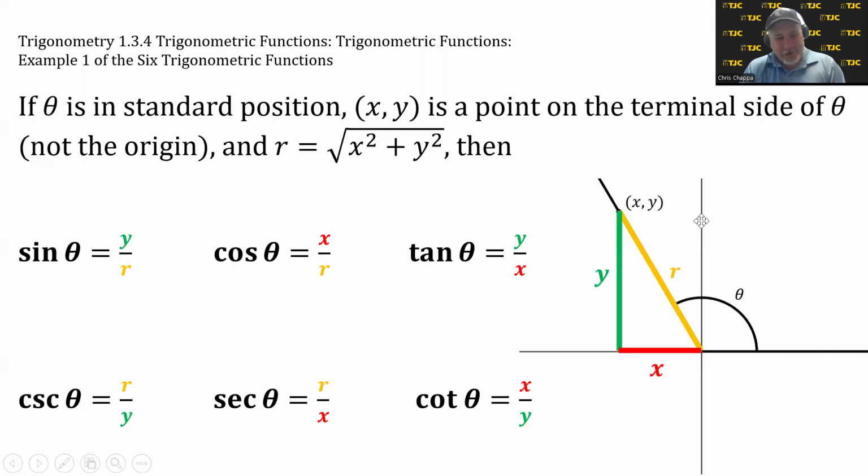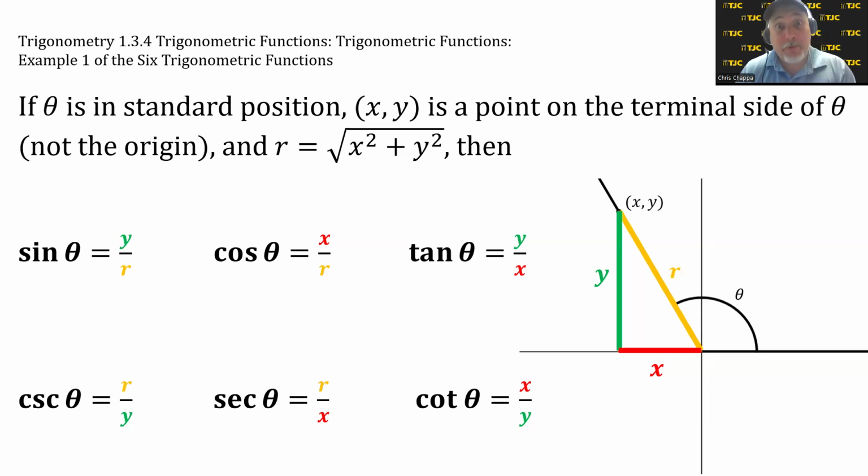In the previous video, we were introduced to the 6 trigonometric functions. If theta is in standard position, vertex at the origin, initial side on the positive x-axis, and x comma y is a point on the terminal side of theta, not the origin though, and r, the distance from the origin to the point x comma y, is the square root of x squared plus y squared, then sine of theta is y over r, cosine of theta is x over r, tangent of theta is y over x, and the reciprocal functions, cosecant of theta, the reciprocal of sine, is r over y, secant theta, the reciprocal of cosine, is r over x, cotangent theta, the reciprocal of tangent, is x over y.